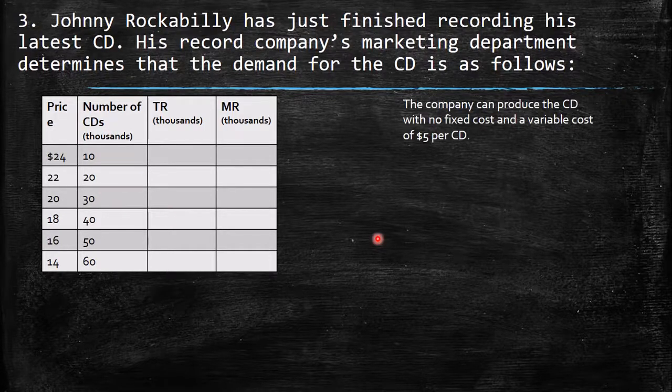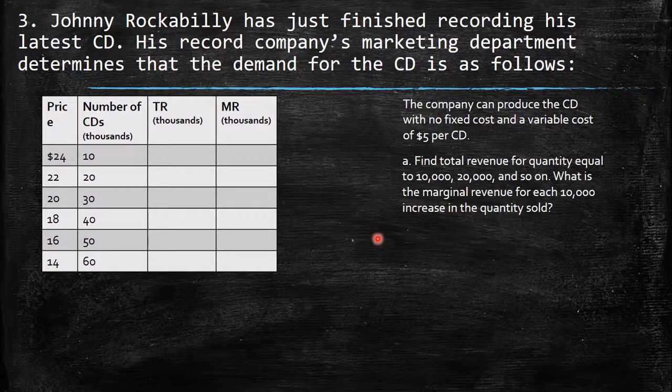Then the first question says, the company can produce the CD with no fixed cost and a variable cost of $5 per CD. Then find total revenue for a quantity equal to 10, 20, and so on. What is the marginal revenue for each 10,000 increase in the quantity sold?